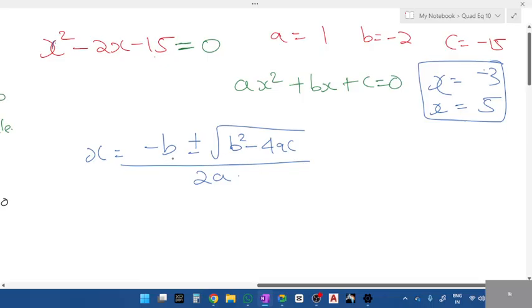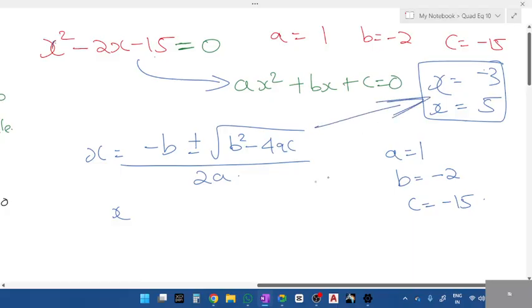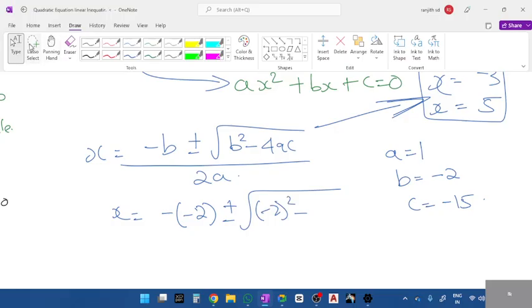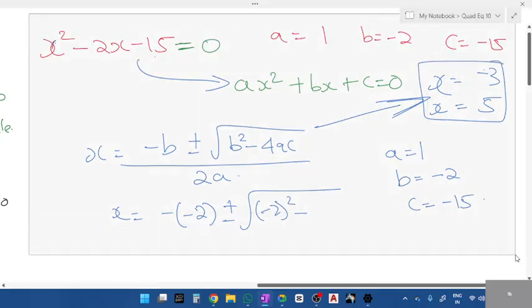This is formula method. Now compare this equation and tell me what's the value of a, students. A is equal to 1. What is b? Minus 2. What is c? Minus 15. Let us substitute and check whether we are getting this answer. X is equal to minus b is given. Minus into minus 2 plus minus 2 the whole square minus. This is in your second exercise. So I'll explain both.